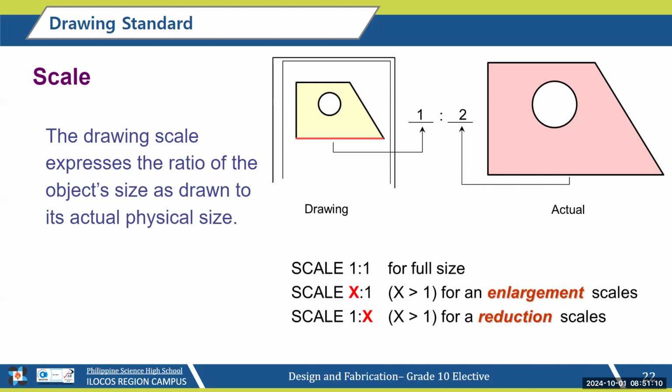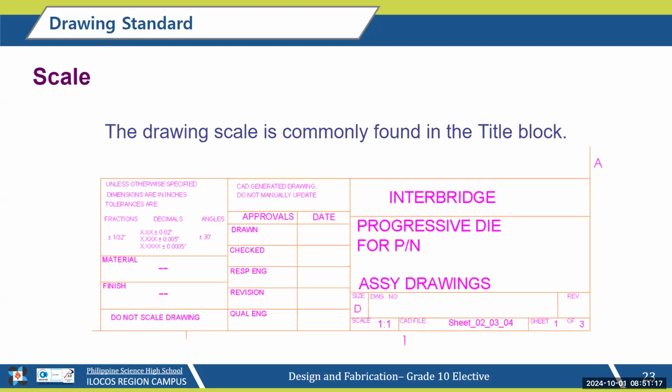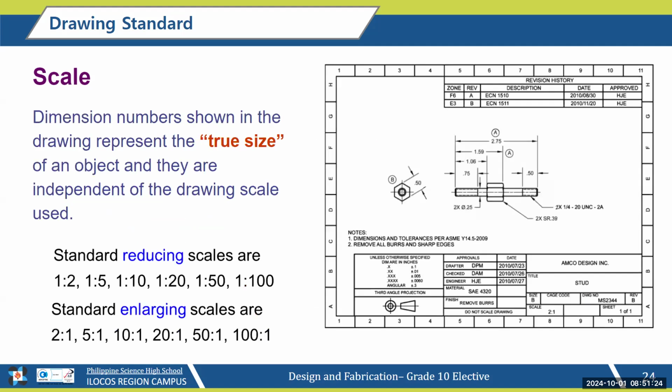On the other hand, 1:X, where X is still greater than 1, means that the drawing shows a reduction in scale. The drawing scale is usually found in the title block. However, the dimension numbers shown on the drawing always represent the true size of the object. This is regardless of the scale used. This ensures that measurements are accurate for manufacturing or construction.